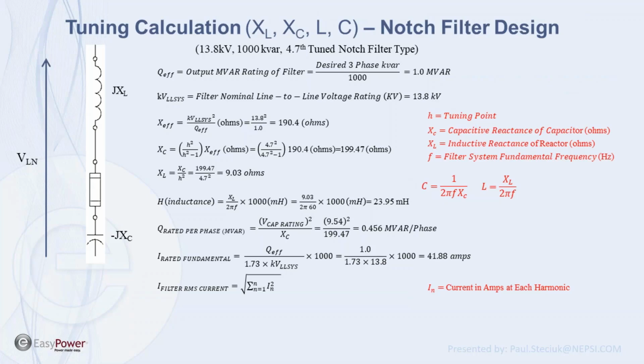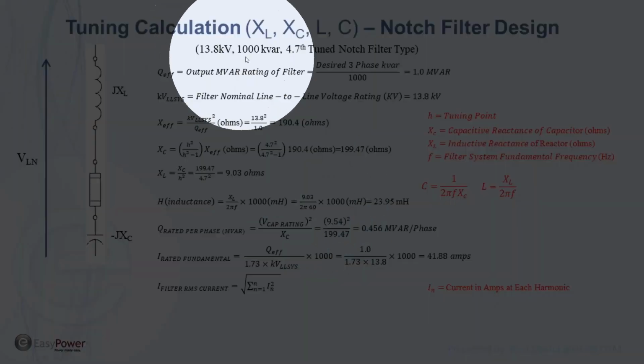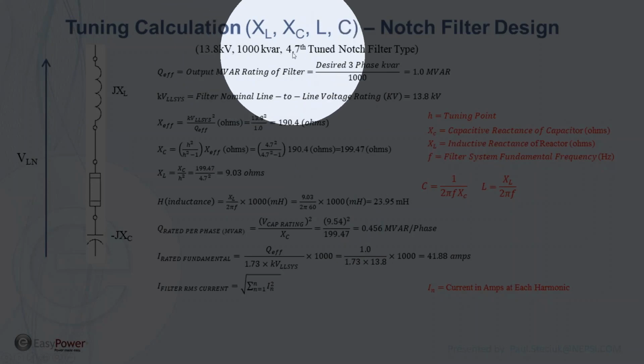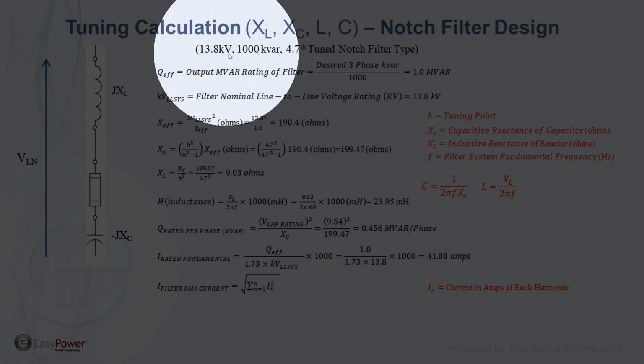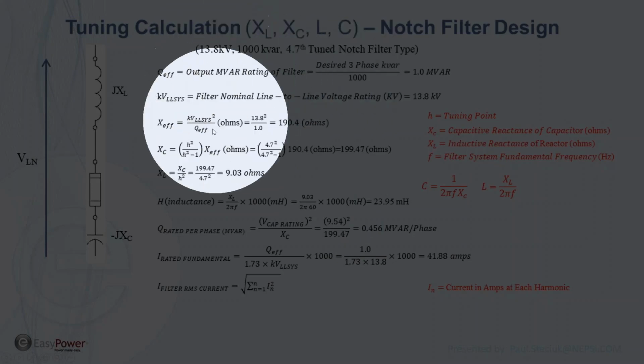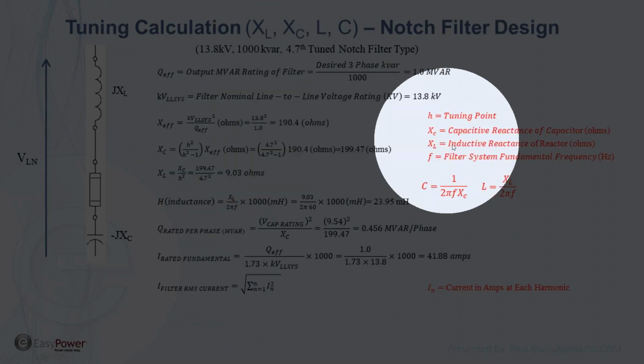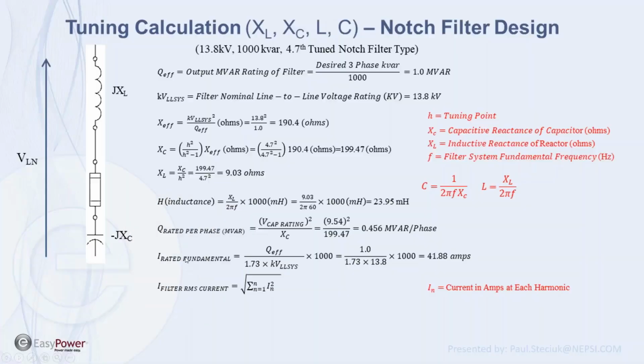So the calculation methods are noted here. I don't have a whole lot of time to go through all this in detail, but these are the formulas. This data was presented for a 1000 kVAR, 4.7 tune, 13.8 kV filter. We go through all the steps here. I'm not going to go through the steps because there's a little bit of detail there.